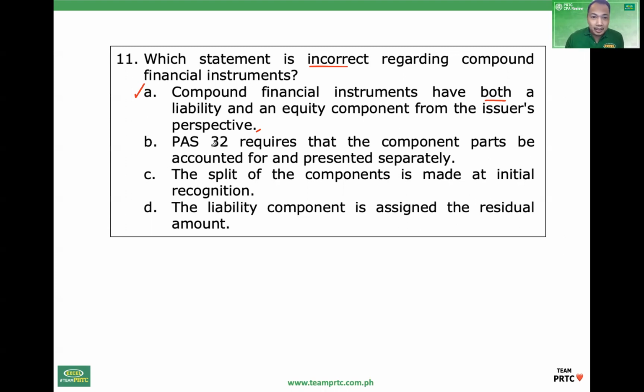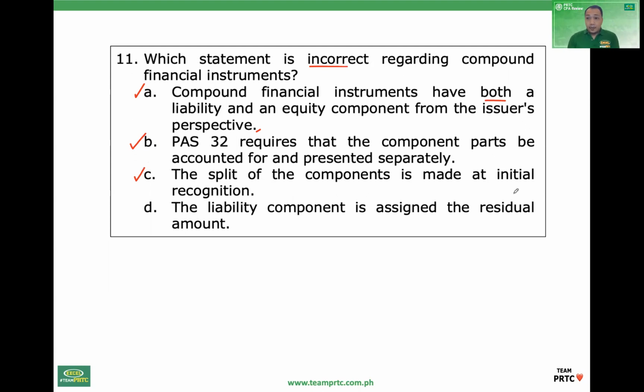At anong requirement ng PAS 32? That's letter B. Split the components. So the standard requires that the component parts be accounted for and presented separately. When to split? That's letter C. The split of the components is made at initial recognition. So at initial recognition, separate liability from equity. I-report yon separately.